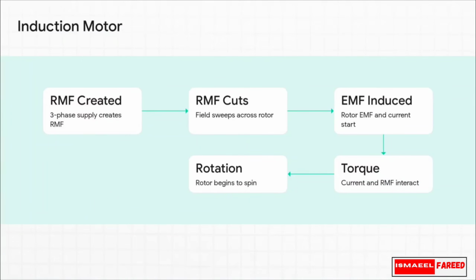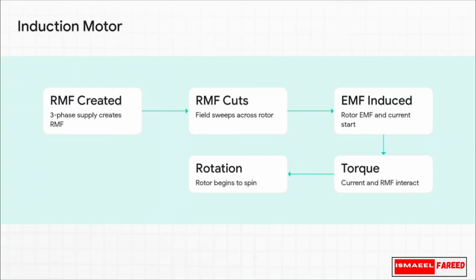If someone asks you how a three-phase induction motor works, which is literally the workhorse of modern industry, don't panic. Just break it down into 5 logical steps. First, the three-phase supply creates a rotating magnetic field, or RMF, in the stator. Second, this RMF sweeps across the rotor conductors. Third, thanks to electromagnetic induction, EMF and current are induced in that rotor.